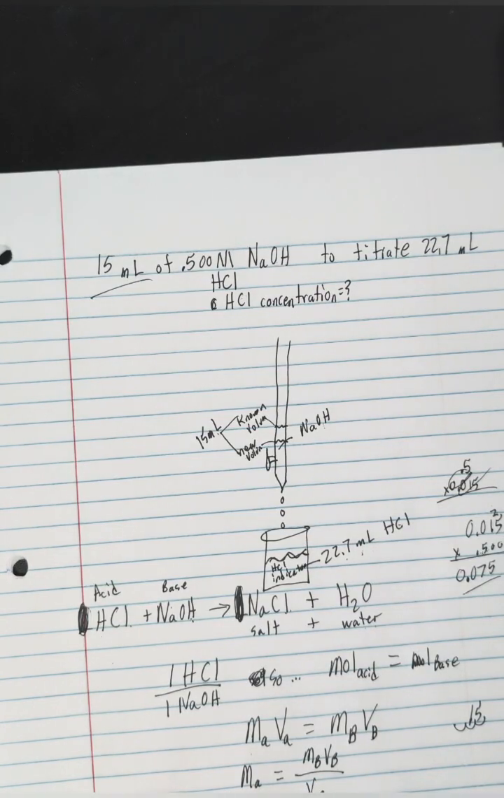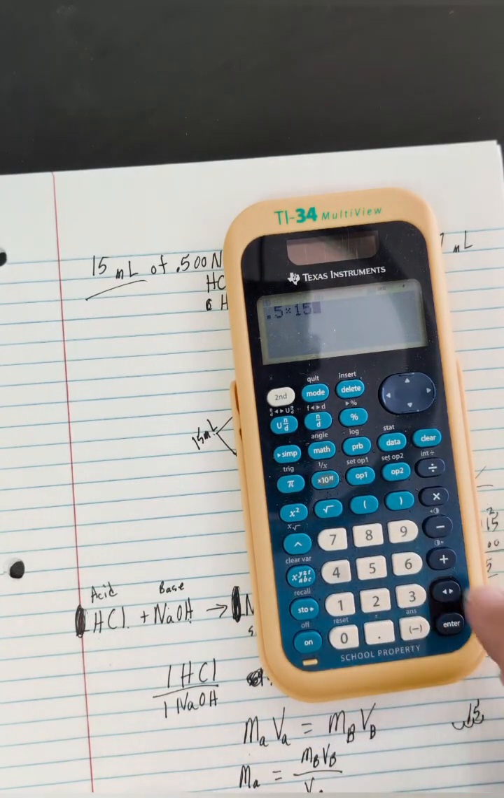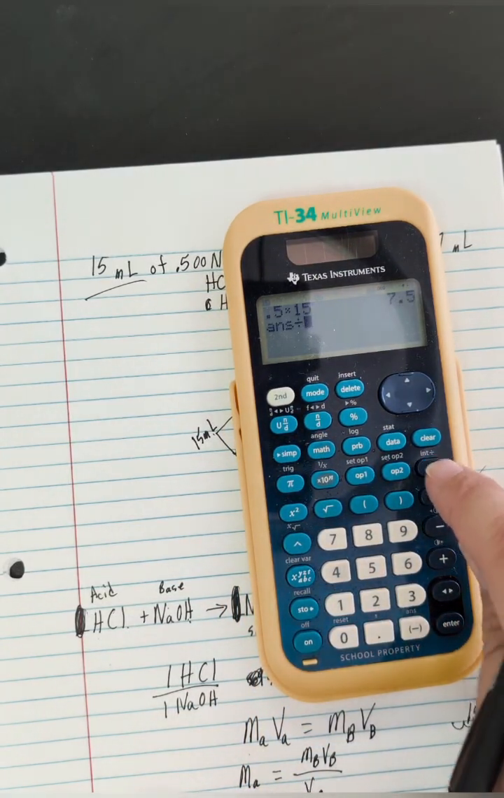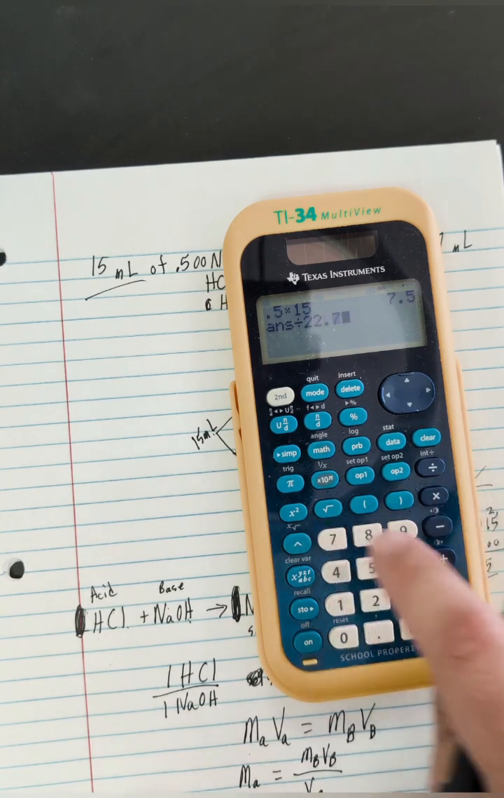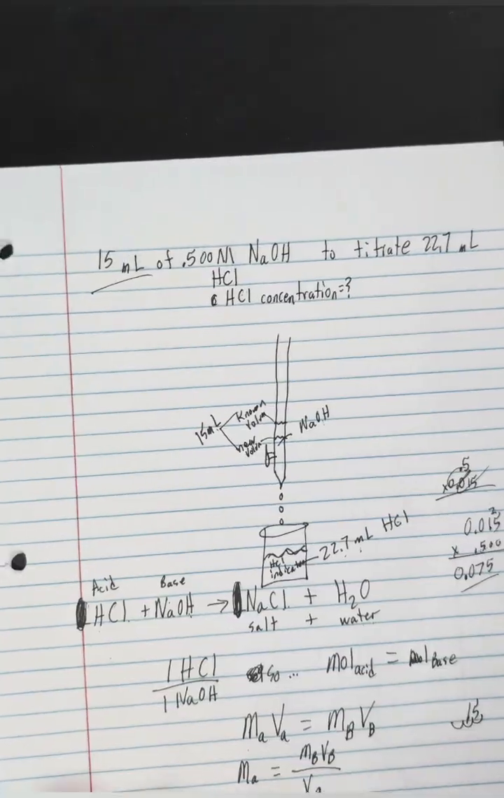wouldn't have mattered even if I'd left these as milliliters. We can check real quick. So that would have been times 15, enter, divided by 22.7, and I still got the same answer. So at least in this situation, it wouldn't have mattered. All right, see if we can do 1 or 2 more.